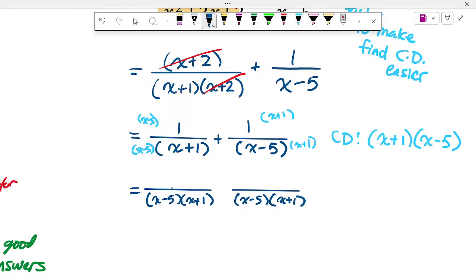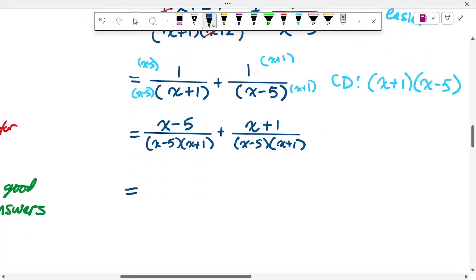All right, what's going to be on the top here? X minus 5. And on the top here? X plus 1. Great. And if we have two fractions, we can combine them into a single fraction as long as the denominators are the same. Are the denominators the same? Yeah. Great. Since we have that common denominator, we can do this.